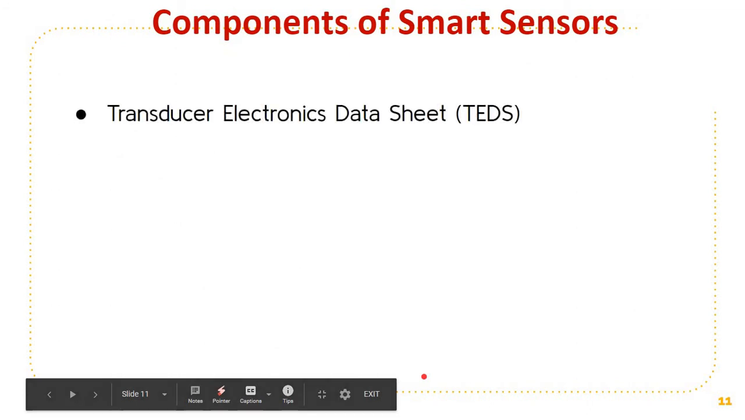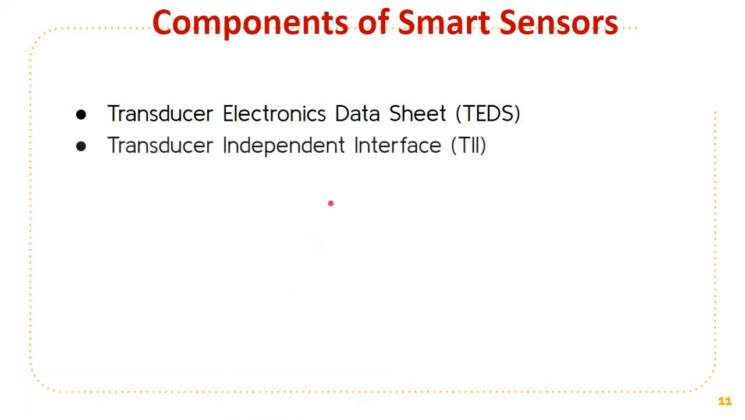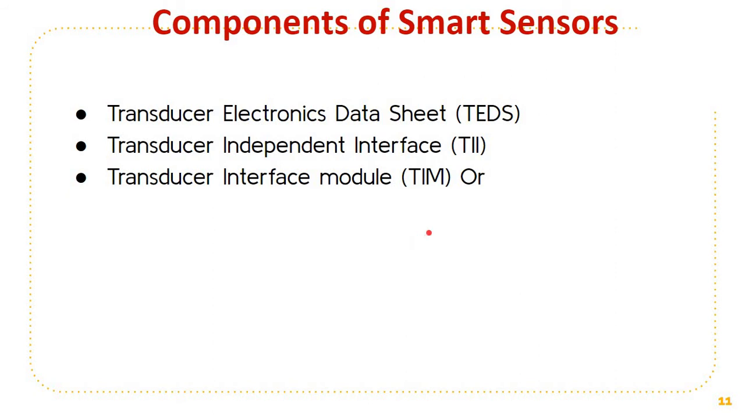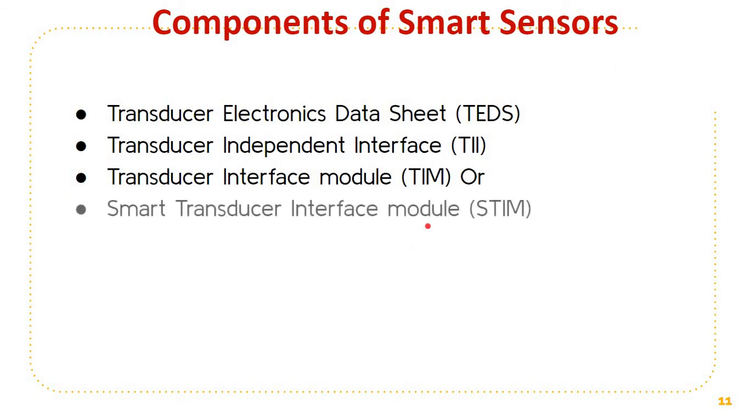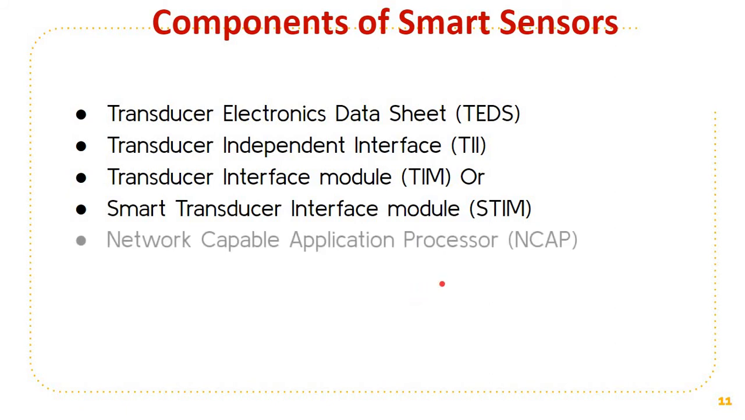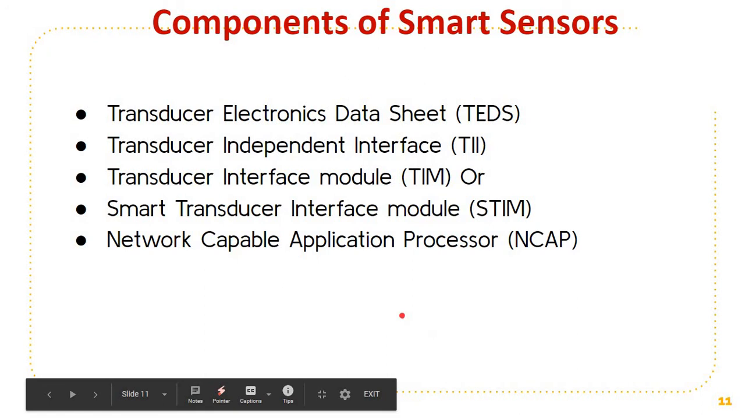So the components of a smart sensor are the transducer electronic data sheet, that is TEDS, the transducer independent interface TII, the transducer interface module TIM, the smart transducer interface module STIM, and the network capable application processor NCAP.